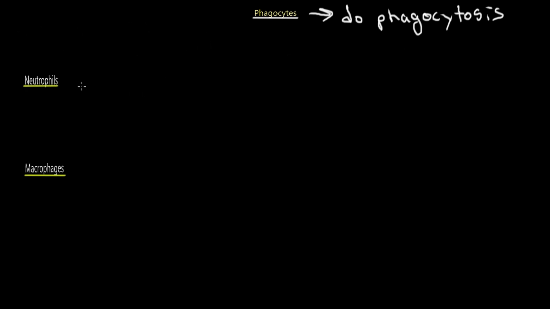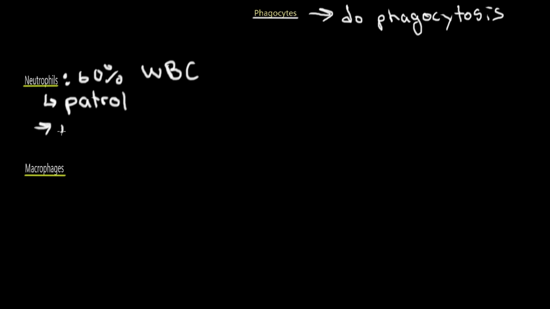Now let's talk about neutrophils and macrophages, the 2 major types of phagocytes. The neutrophils make up 60% of white blood cells in the blood. So the white blood cells are composed primarily of neutrophils, and they circulate, they patrol throughout the body, so their main function is to patrol. And when an infection occurs, we are going to have a response, and this is going to be an innate immune response.